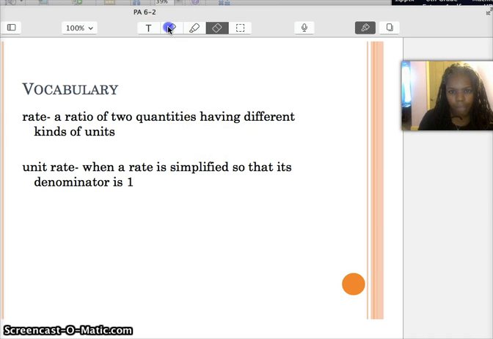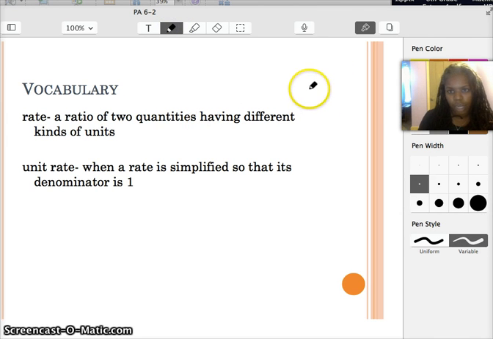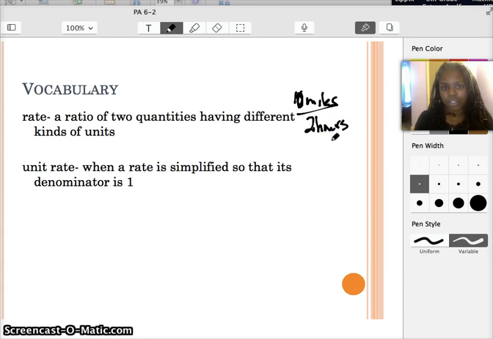So I could talk about the possibility of saying, well, I'd like to run 10 miles, and I could do that in, let's say, maybe 2 hours. I don't think I can do that, but let's say I could. I can run 10 miles in 2 hours, right? So what that creates is a ratio, 10 to 2, and notice that the units are different, miles to hours.